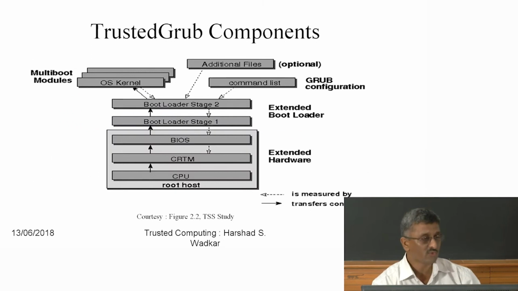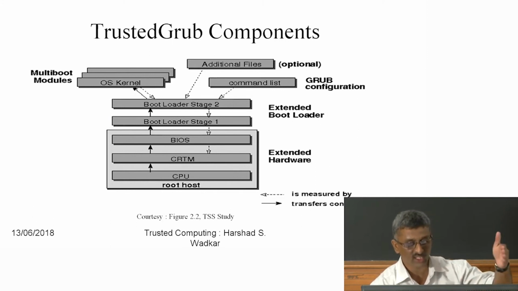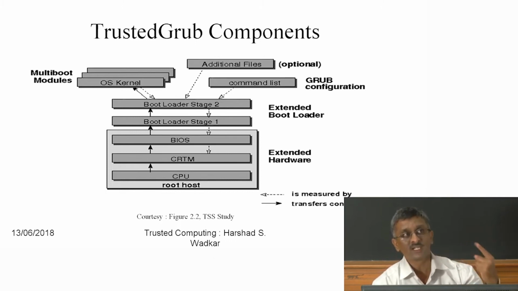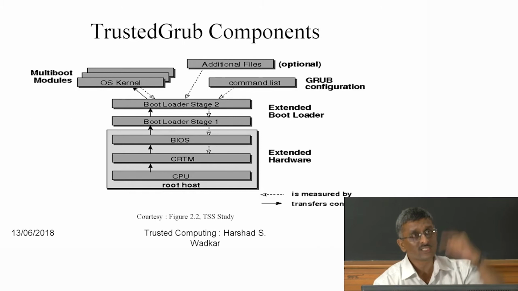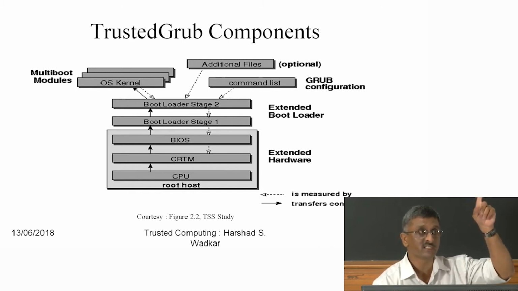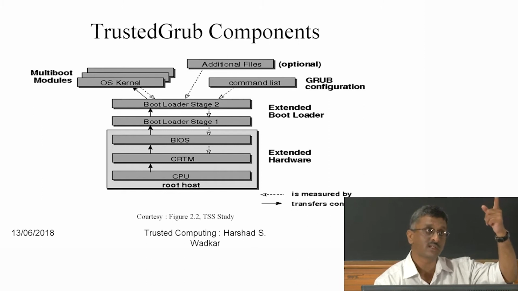Now what are the components for this thing? You can start from the bottom here: root host, CPU, then CRTM, BIOS, bootloader, stage 1 and all things. And you can see there are additional files, those are your configuration files. If you remember, I said that my system is now getting trusted, whether my browser is trusted. I have made changes, right? In the first session we have seen how the browser is configured.